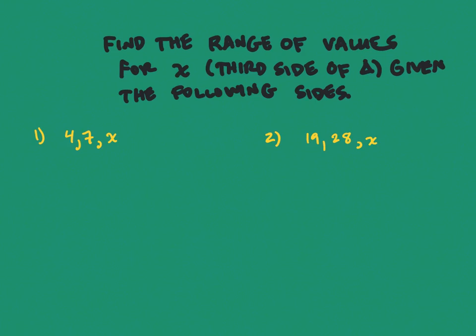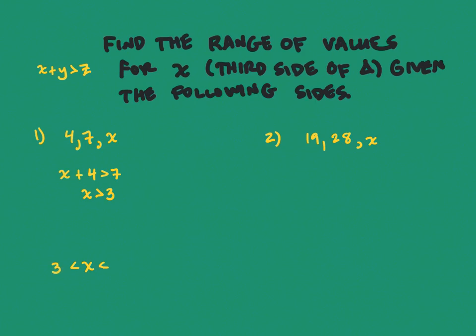The first thing I'm going to do is assume that x is the shortest side. Using the triangle inequality, which we know is that two sides added together, their sum, is greater than the third side. So I'm going to assume x is the shortest side. That means x plus 4 has to be greater than 7, which means x has to be greater than 3. Okay, so now I've got a lower bound for x. x has to be greater than 3.